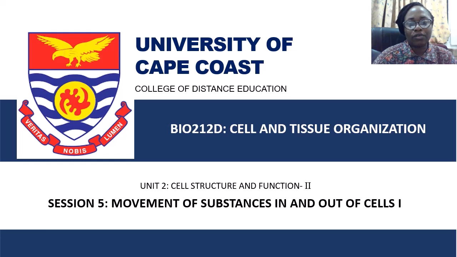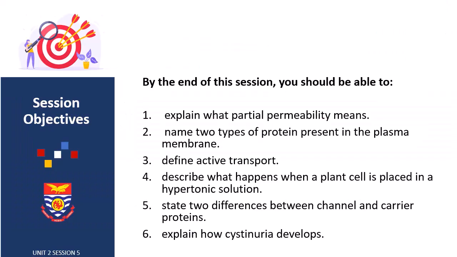Under this session, we'll be looking at the first part on the movement of substances in and out of the cell. At the end of this session, you should be able to explain partial permeability and also name two types of protein present in the plasma membrane, define active transport, describe what happens when a plant cell is placed in a hypertonic solution, state two differences between channel and carrier proteins, and then finally explain how cystinuria develops.